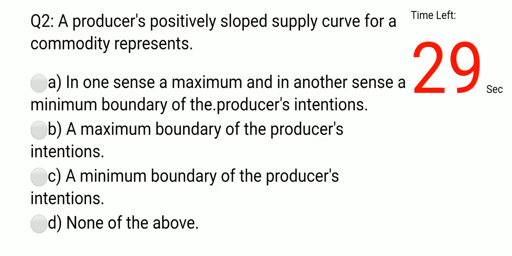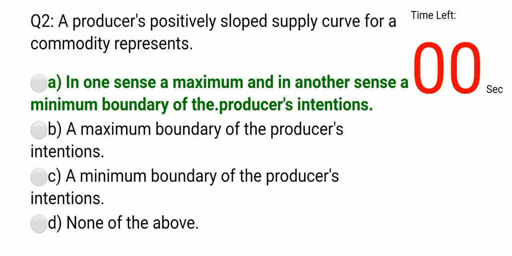Question 2. A producer's positively sloped supply curve for a commodity represents. Options. A. In one sense a maximum and in another sense a minimum boundary of the producer's intentions. B. A maximum boundary of the producer's intentions. C. A minimum boundary of the producer's intentions. D. None of the above. Answer. A. In one sense a maximum and in another sense a minimum boundary of the producer's intentions.